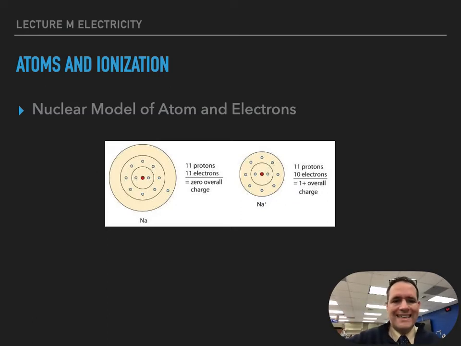So that's called an ion. So that's a sodium ion, okay? So atoms are not always neutral, and this explains how electrons can be transferred from one object to another, and things can pick up electrons and become negative, or lose electrons and become positive, okay?